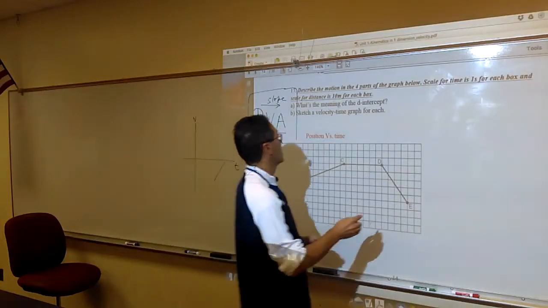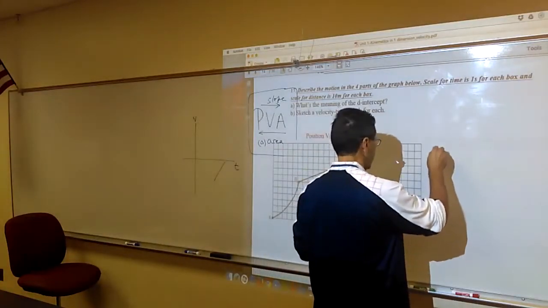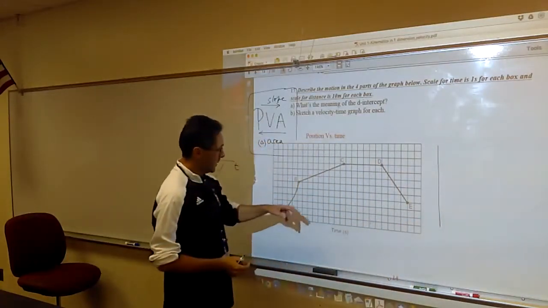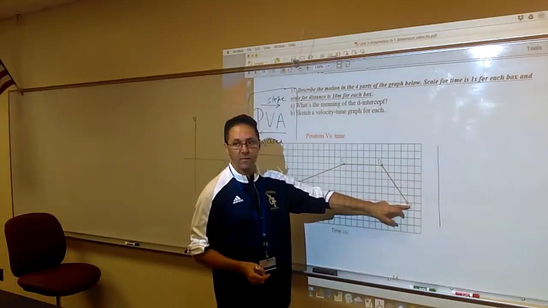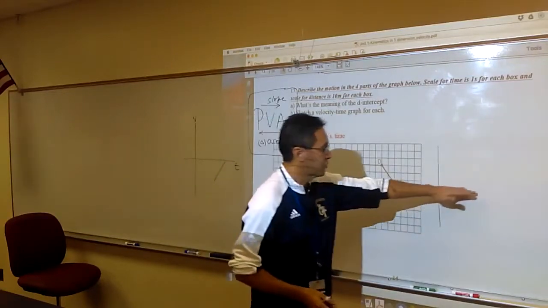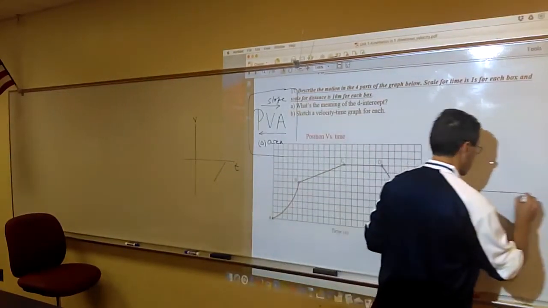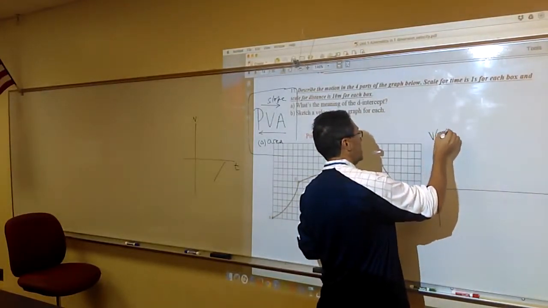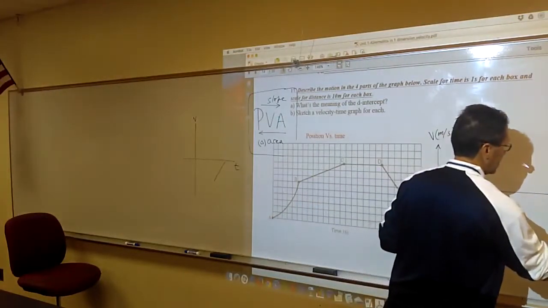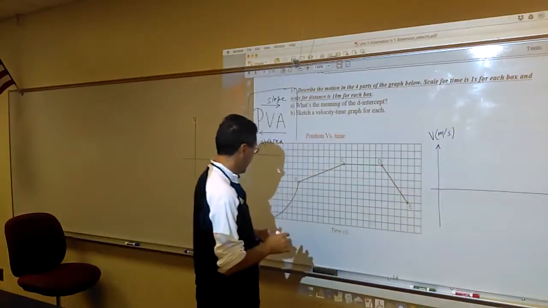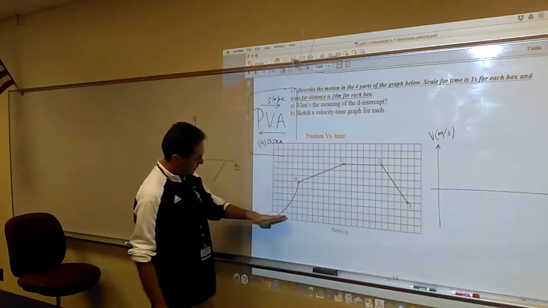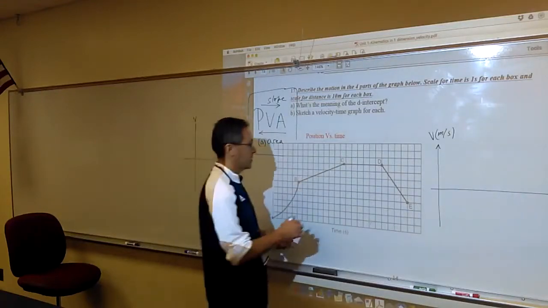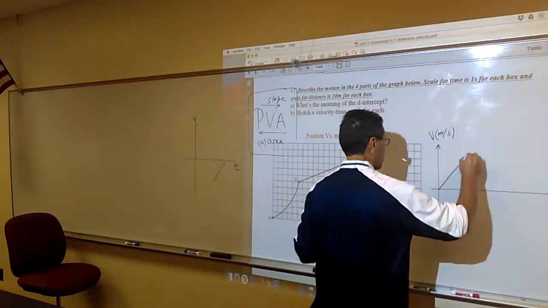Now I'm going to try to sketch a velocity-time graph. I can see that the slope here is negative, which means I have to allow some room below the time axis. So velocity in meters per second, time in seconds. Here, my velocity is changing. It's increasing in time, so my graph should look something like this.